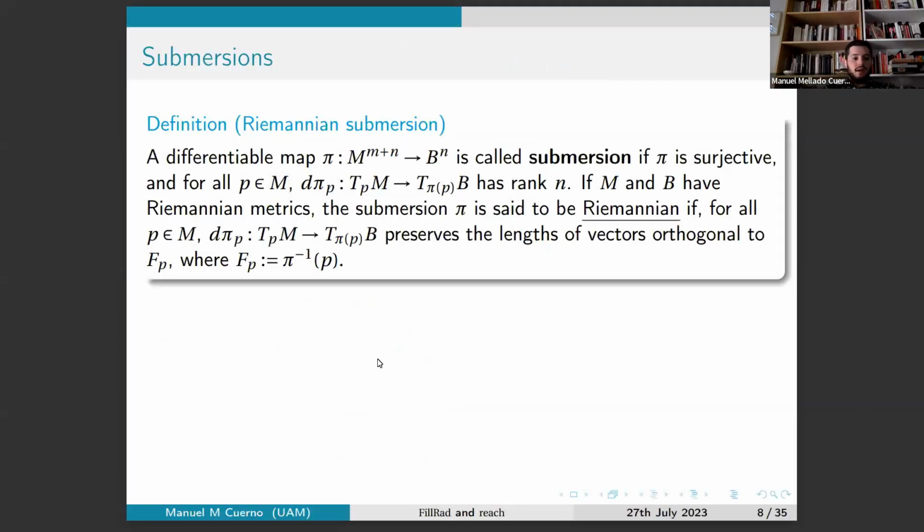So now my advisor Luis and I have produced some bounds for the filling radius. The first one has the Riemannian submersion involved in it. So first I recall the definition of Riemannian submersion. A differentiable map pi is called a submersion if pi is surjective and the differential has rank n. Moreover, if M and B have Riemannian metrics, the submersion is said to be Riemannian if it preserves the lengths of the horizontal vectors, the vectors orthogonal to the fibers.